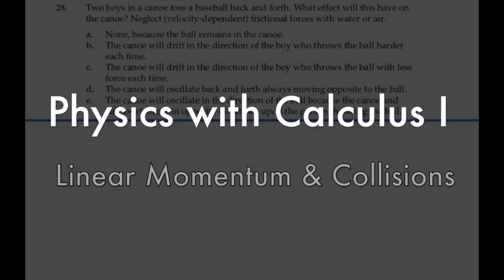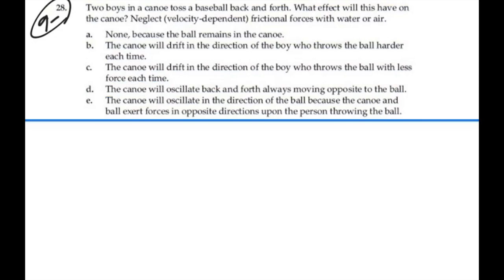Here's problem 928. Two boys in a canoe toss a baseball back and forth. What effect will this have on the canoe? Neglect velocity-dependent frictional forces with water or the air. Well, there are several ways to think about this problem.